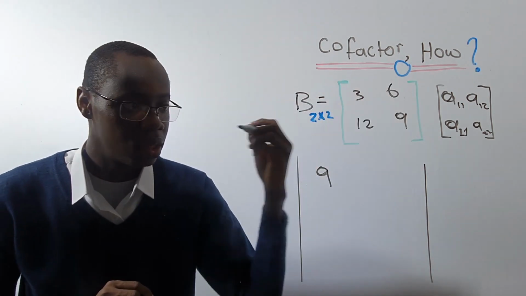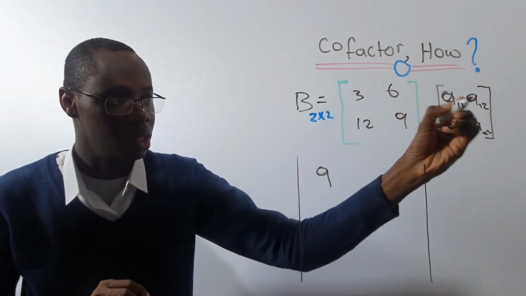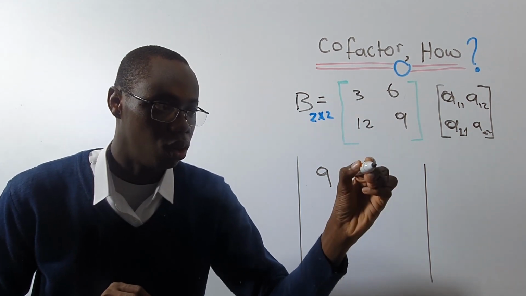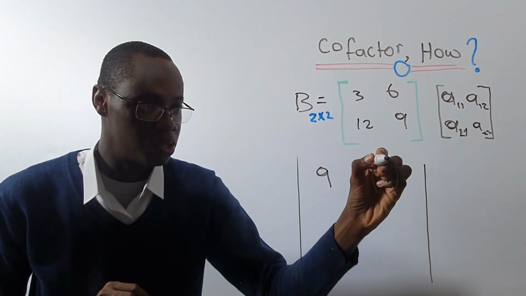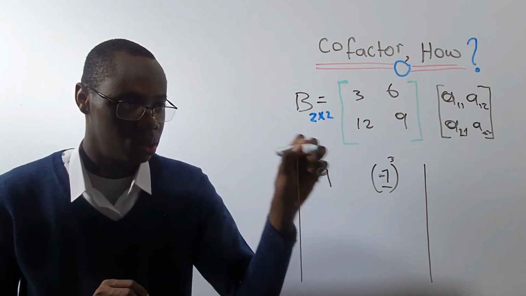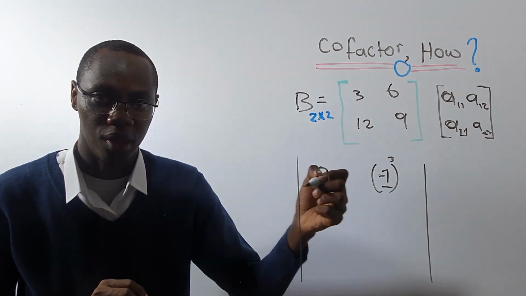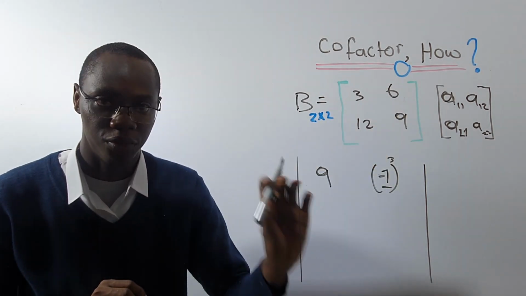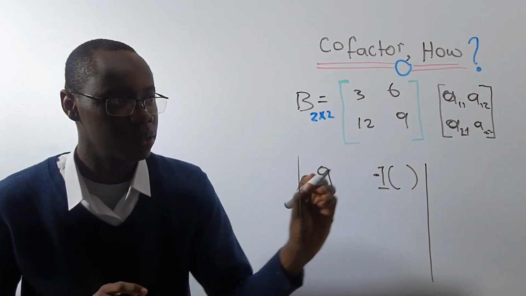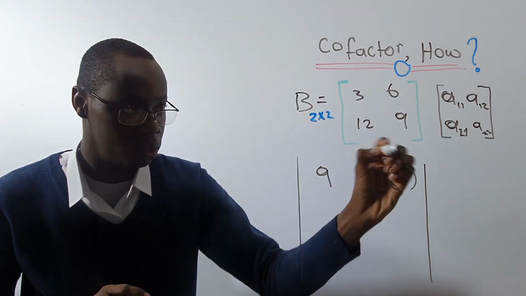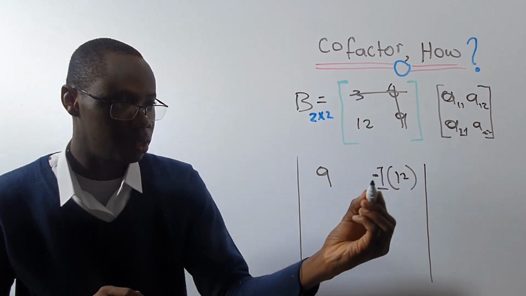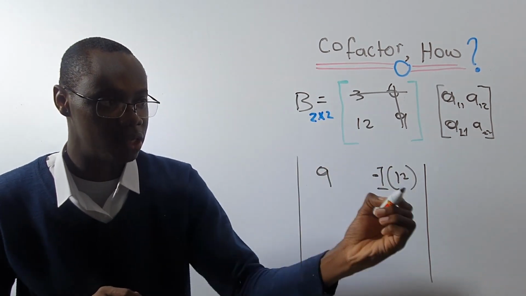Now for 6, first thing to do, we already have the position. What is the sign? Let's start with -1, all raised to power what? 1 plus 2, which is 3. So 1 plus 2 is 3, and then all we need to do is multiply -1 all raised to power 3. That will be -1. So the sign first of all is -1. So we have -1 here. And what is the minor? To find the minor, all we need to do is delete the row and column associated with 6. So like this, what is left? 12. And then -1 times 12 gives us the cofactor.